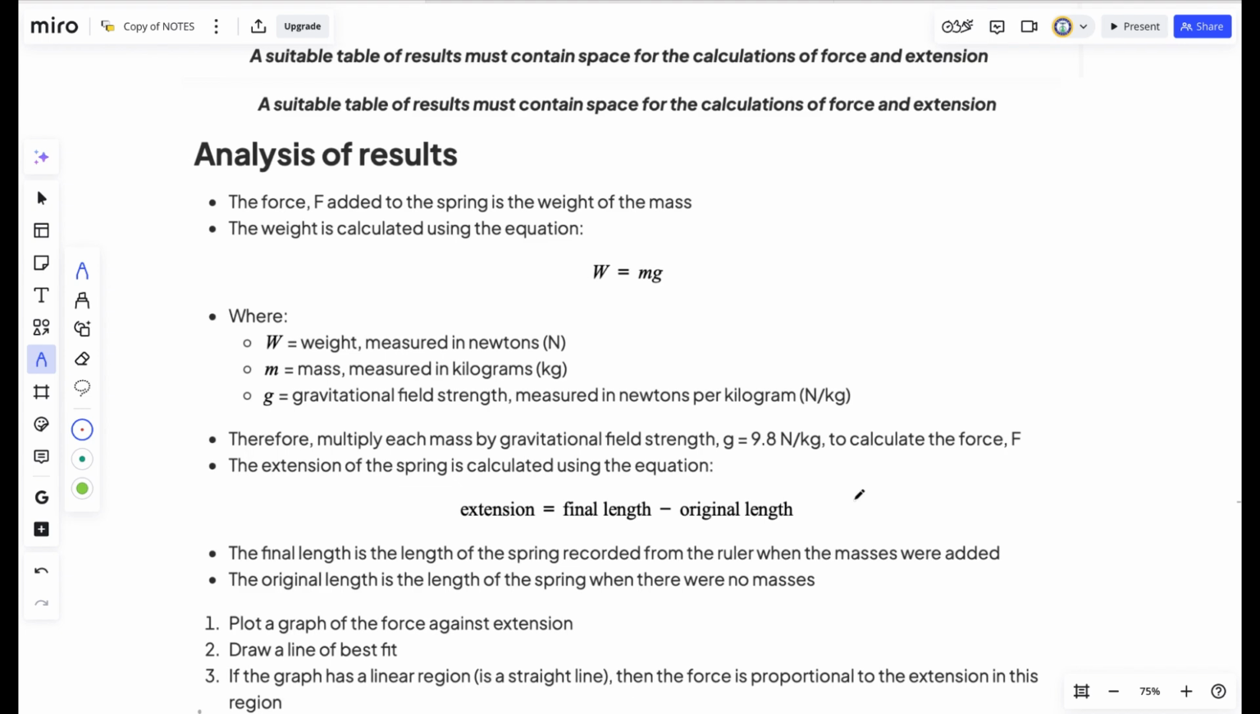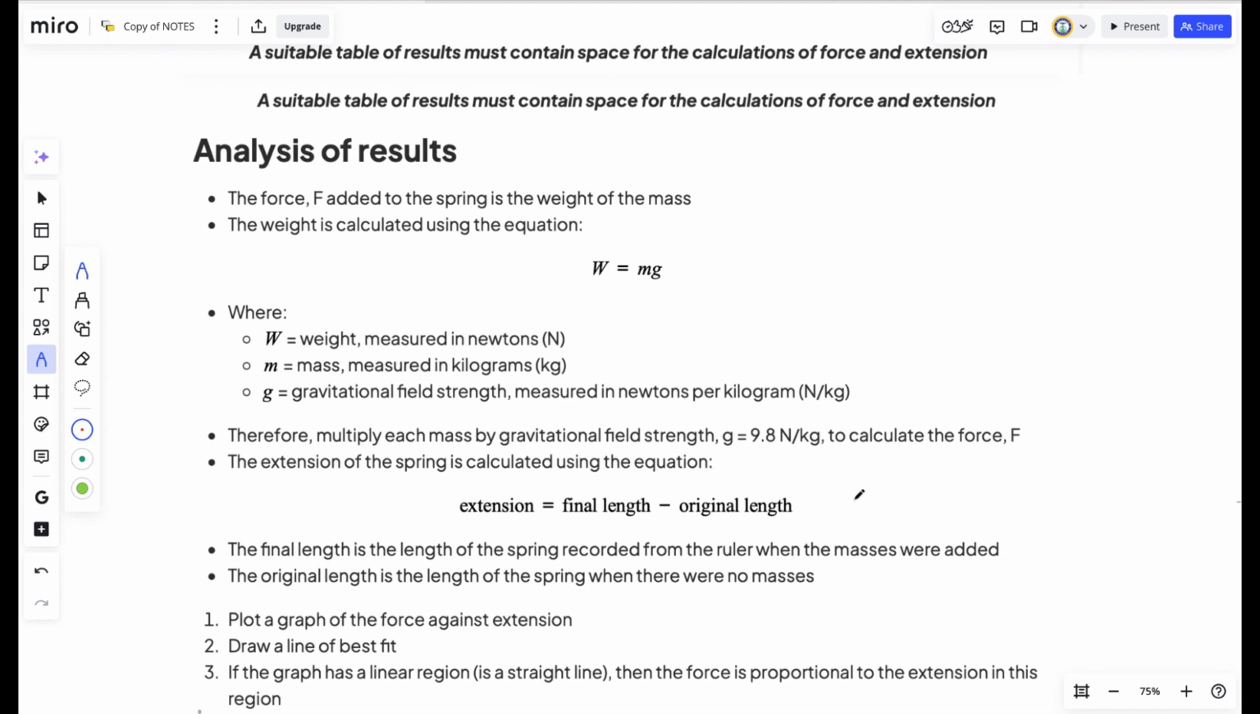Now you get to the result analysis. You do an analysis of the result. Here, you only play with the formula. You say the weight equals mass times gravity.